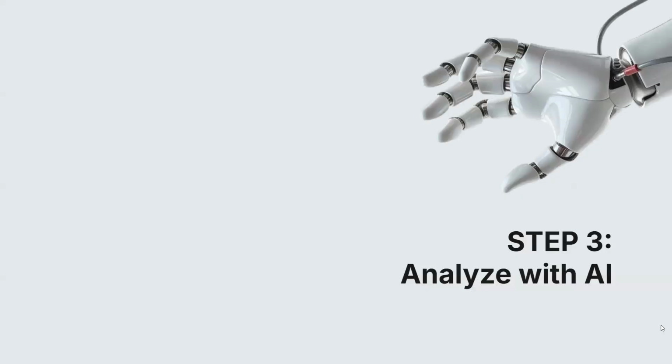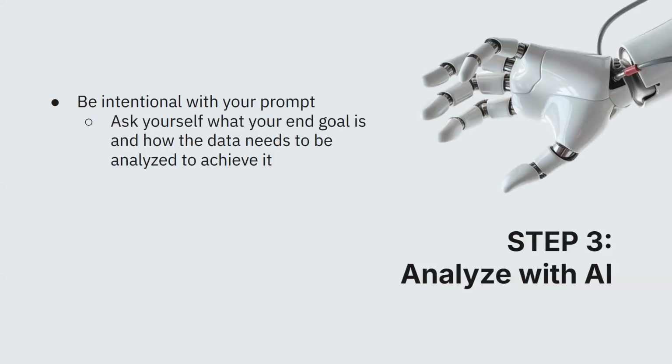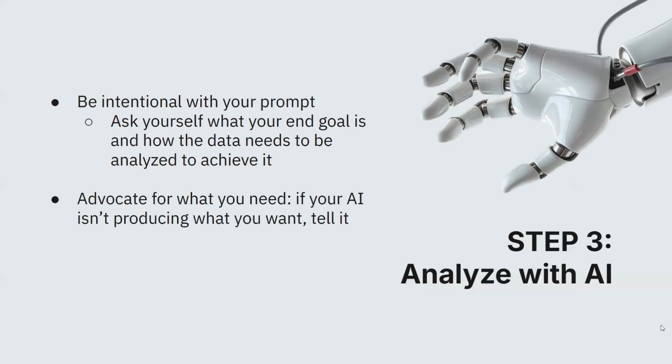So step 3, we're going to analyze with our AI. So you need to be intentional with your prompt. Really think it through. Ask yourself what your end goal is and how the data needs to be analyzed to achieve it. Okay? If you're not good at prompting, really do some research on how to prompt an AI to get the information that you need. Advocate for what you need. If your AI isn't producing what you want, tell it. And don't be afraid to be bossy.